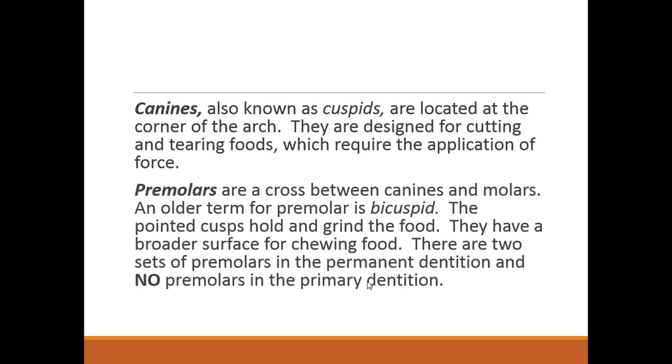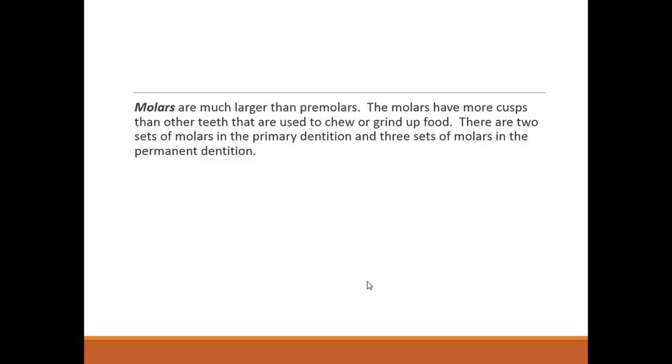Premolars are a cross between canines and molars. An older term for a premolar, as we talked about before, is a bicuspid. The pointed cusps hold and grind food. They have a broader surface for chewing food, a broader surface than the canine, that is. There are 2 sets of premolars in the permanent dentition and no premolars in the primary dentition. Molars are much larger than the premolars. The molars have more cusps than any other teeth and are used to chew or grind up food. There are 2 sets of molars in the primary dentition and 3 sets of molars in the permanent dentition.